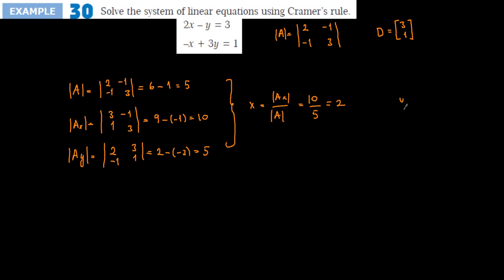What about the y value? Y is equal to AY over A, that is 5 over 5, which is equal to 1. And if you replace the values in the equation, like here, if I replace this one by 2 and this one by 1, then the result becomes 3 also. I need to mention that for the solution also.